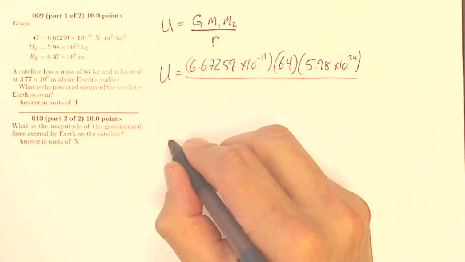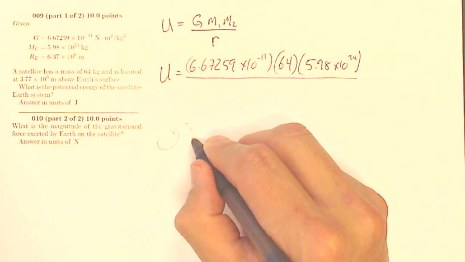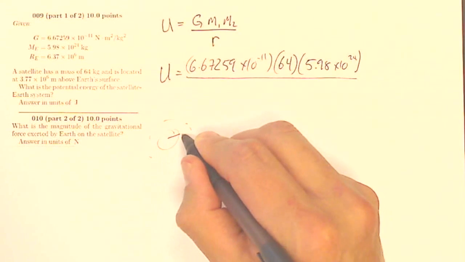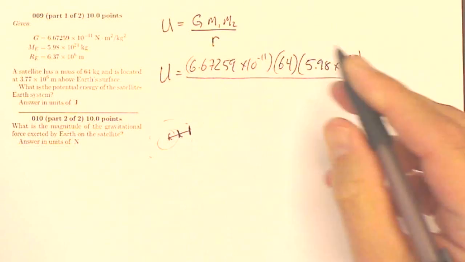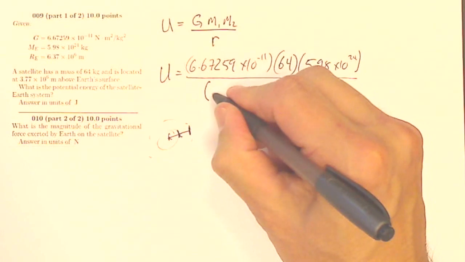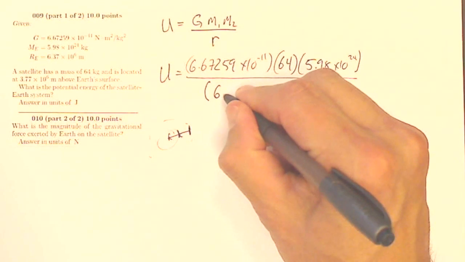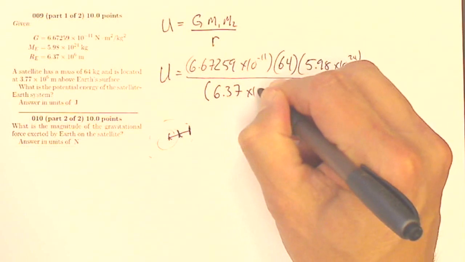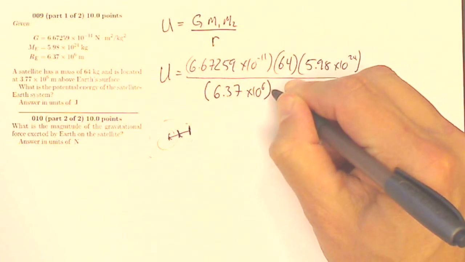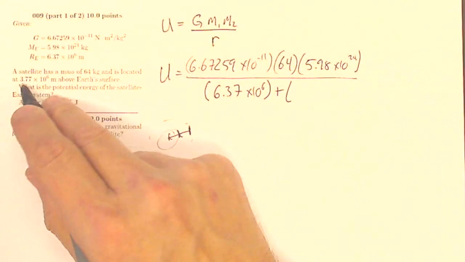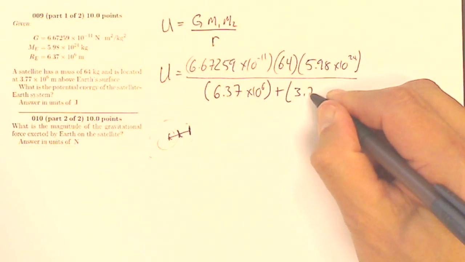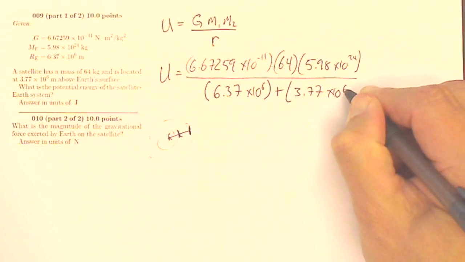So again, I've got myself a satellite in orbit around a planet, so I've got to have the radius of the Earth plus the height of the orbit. So I've got to have both of those being the R for the satellite. So that's going to be the radius of the Earth, which is 6.37 times 10 to the 6th, and add to that the height above that surface, 3.77 times 10 to the 6th.